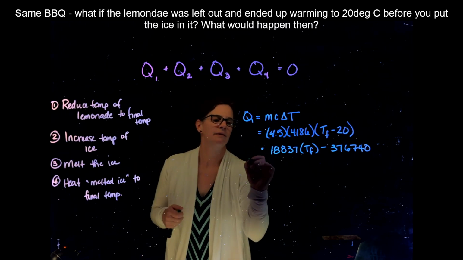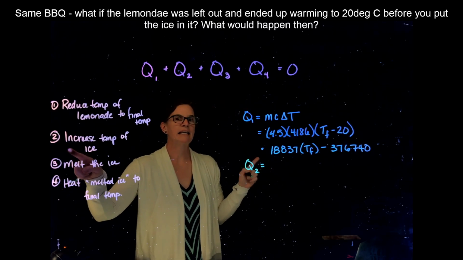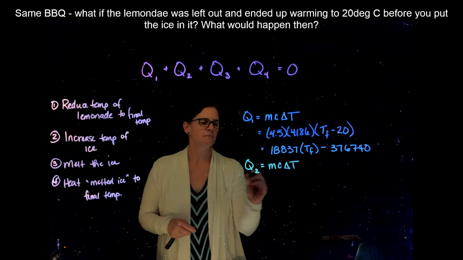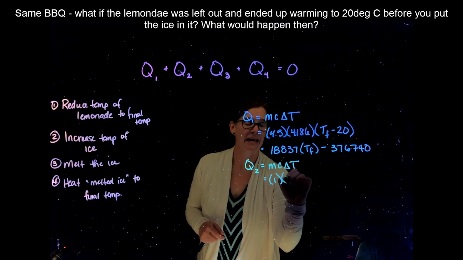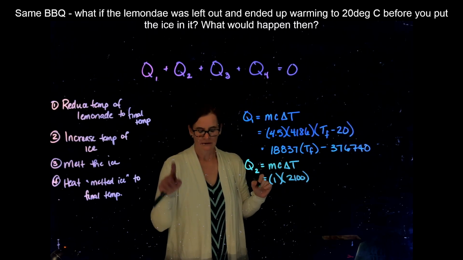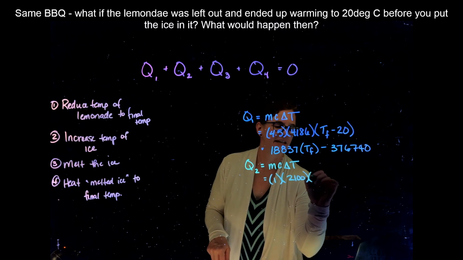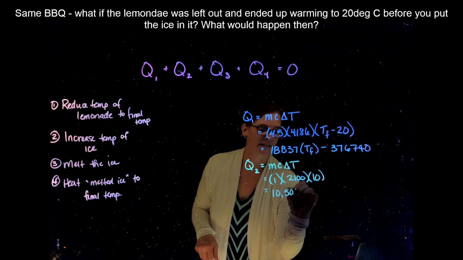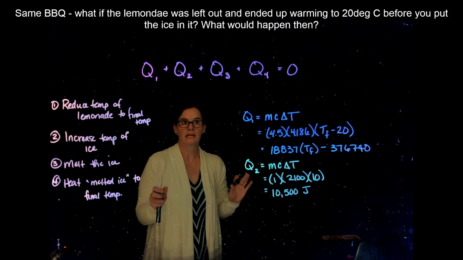Q2 is to increase the temperature of the ice. Again, we're in steady phase, so that's going to be MC delta T. The mass of the ice is 1 kilogram. The specific heat of ice, remember, is 2100. And we are raising that temperature from -10 to 0. And so that is 10. And that is the same number we calculated before, 10,500 joules. Okay, so same calculation as before.